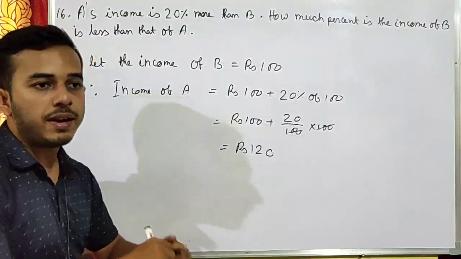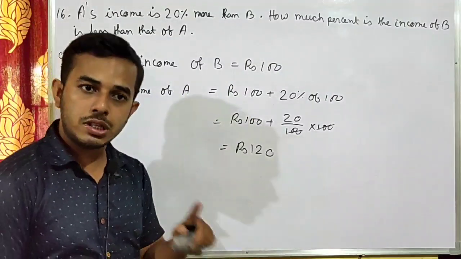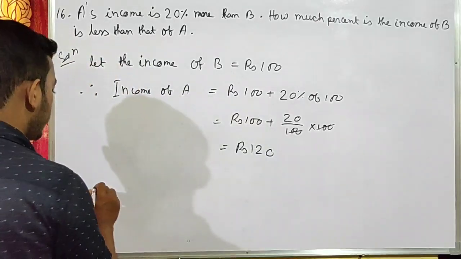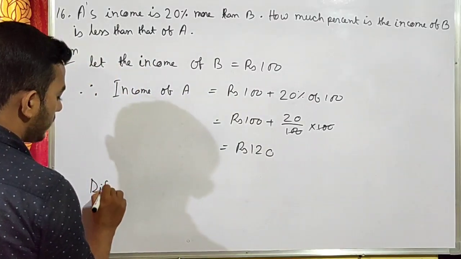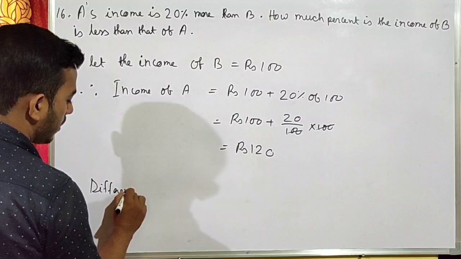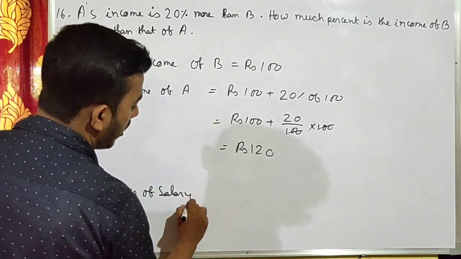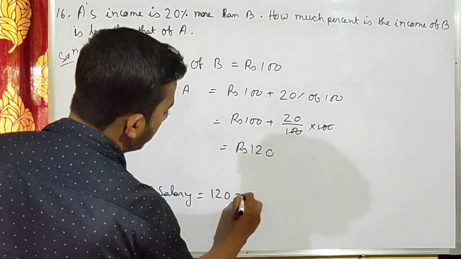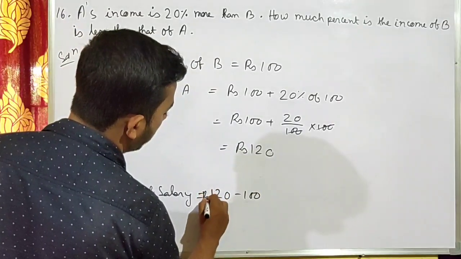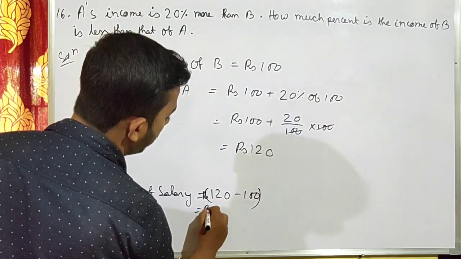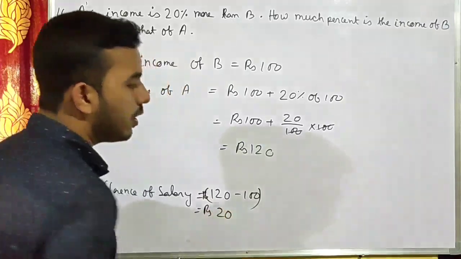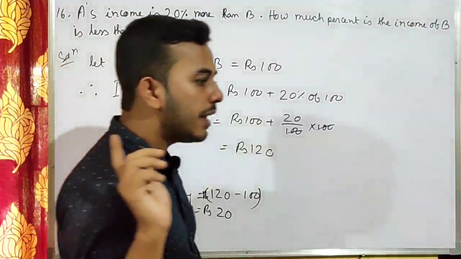Now we can find the difference between their salaries, isn't it? So the difference of salary will be 120 minus 100, which is rupees 20. I hope up to this it is clear, isn't it?